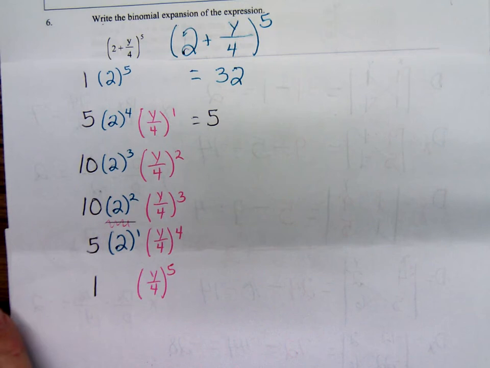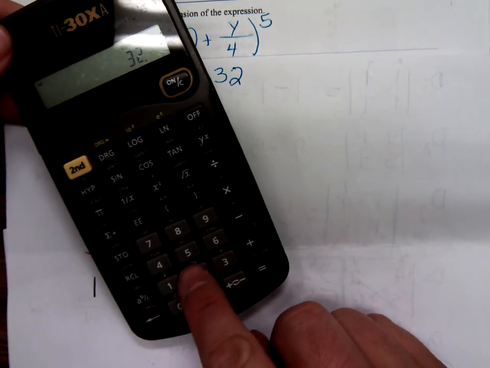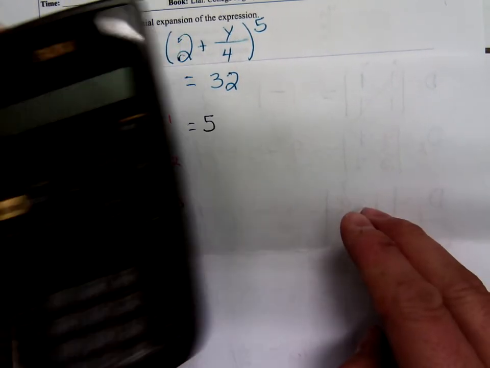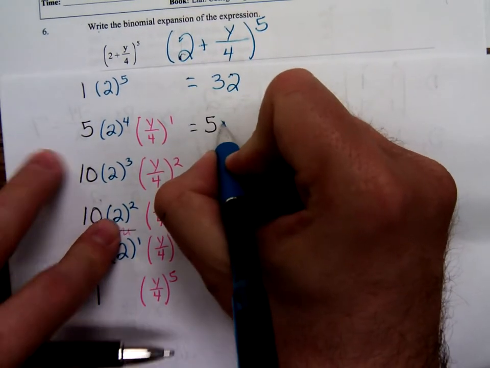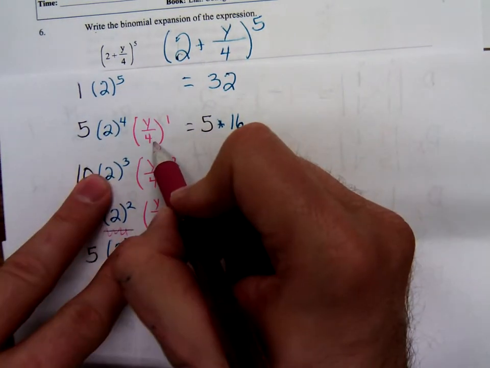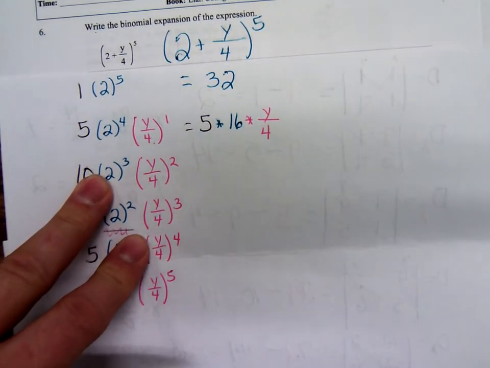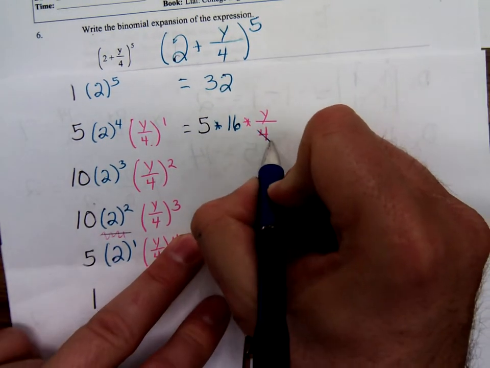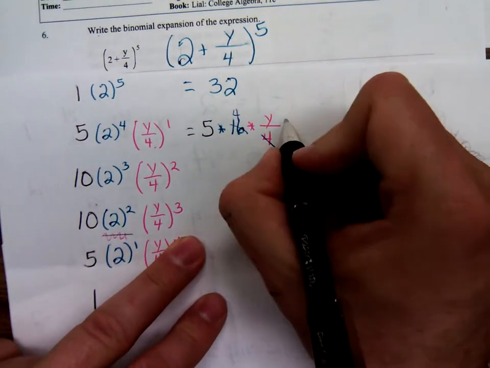And what about 2 to the fourth? 2 raised to the fourth. That's a 16. I'm just trying to illustrate where I'm getting these numbers, if you're wondering. So we have a 5 times 16, and then the y over 4 to the first would just be y over 4. I'm going to do a little cross-canceling here. 4 goes into 16 4 times. 5 times 4, that's going to be a 20y.